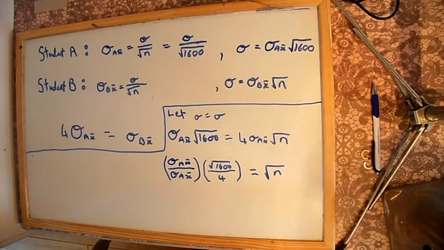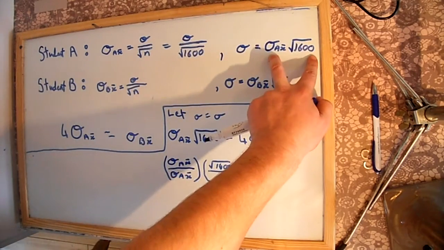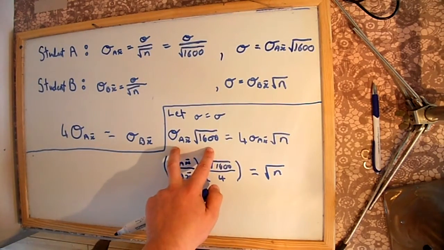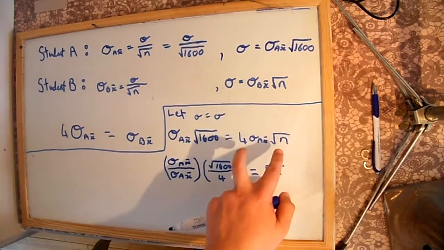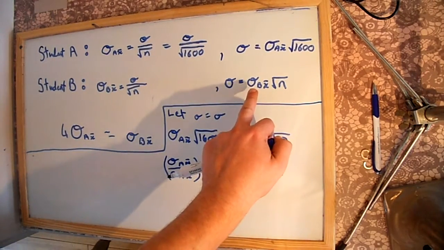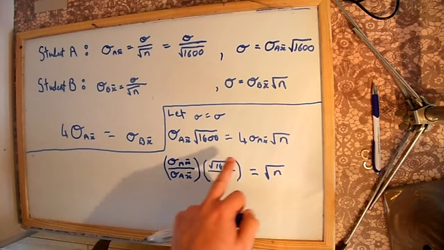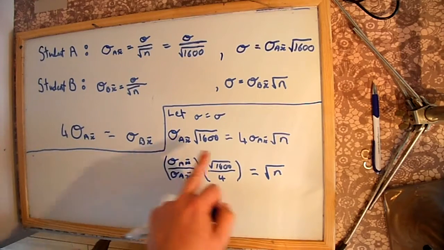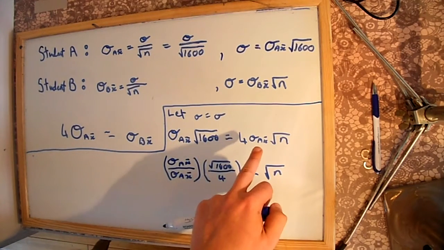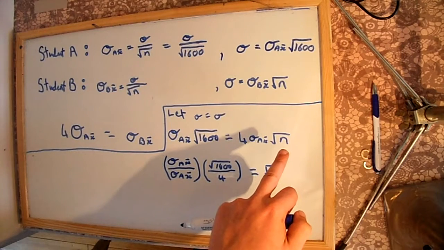So we're going to let A and B equal each other. We get this equation over on this side, and then we have this over on this side. But I've also substituted the standard deviation of B with 4 times the standard deviation of A that we did over here. So we have one equal to the other. Now we can start solving for n.